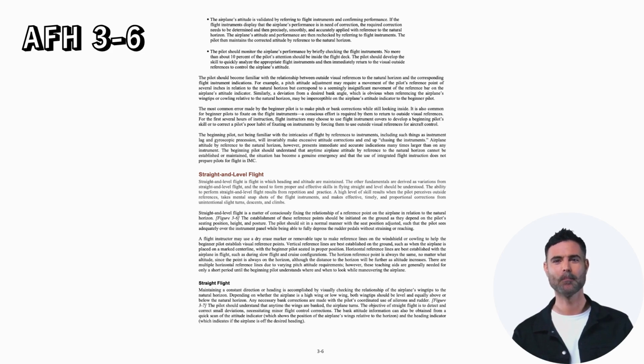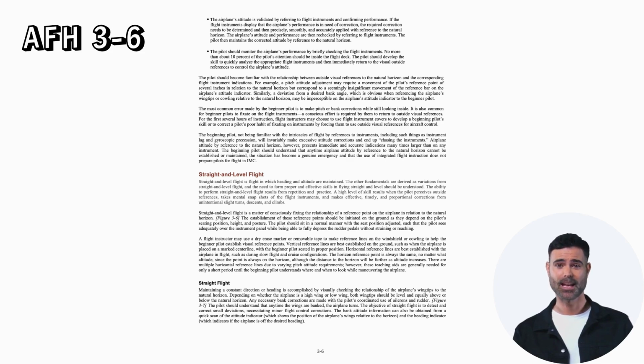Straight flight. Maintaining a constant direction or heading is accomplished by visually checking the relationship of the airplane's wingtips to the natural horizon. Depending on whether the airplane is a high wing or low wing, both wingtips should be level and equally above or below the natural horizon. Any necessary bank corrections are made with the pilot's coordinated use of ailerons and rudder.